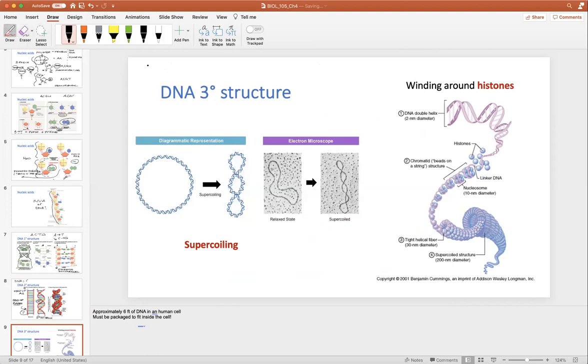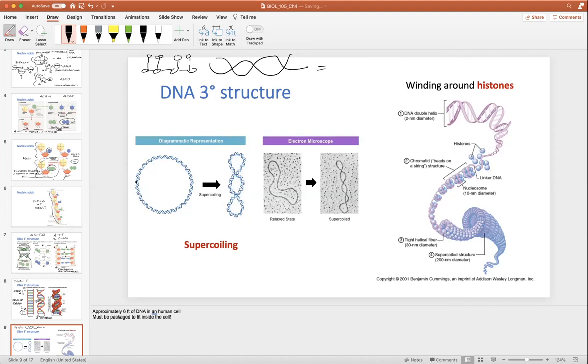So you have your sugar phosphate backbone and your bases, right? And that represents your primary structure. I'm just drawing stuff. And then it'll twist in on itself like a double helix to make the secondary structure. And it will sometimes knot in on itself to make a tertiary structure. So here's a couple of examples of that.